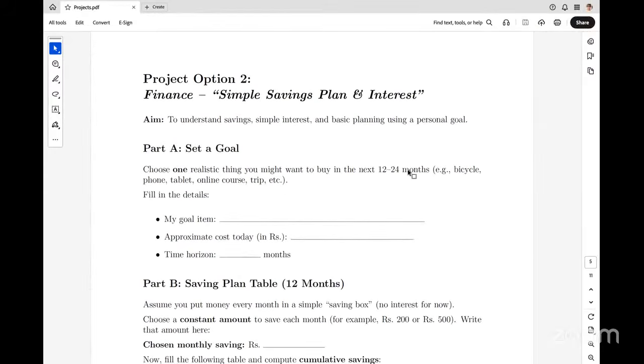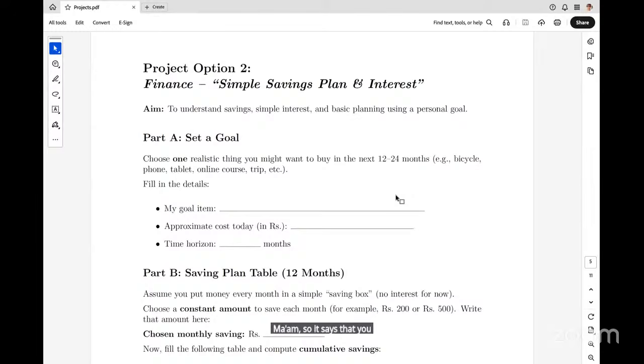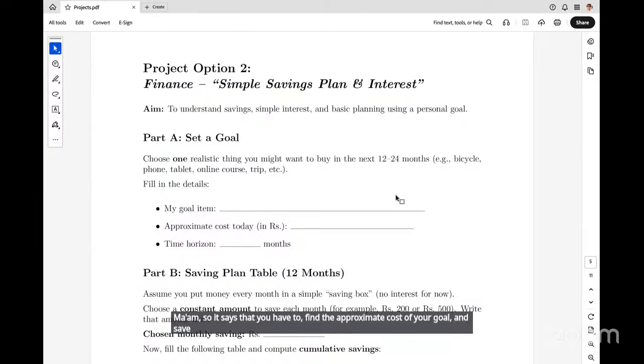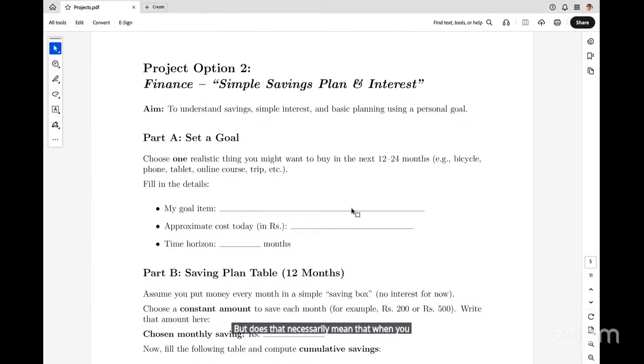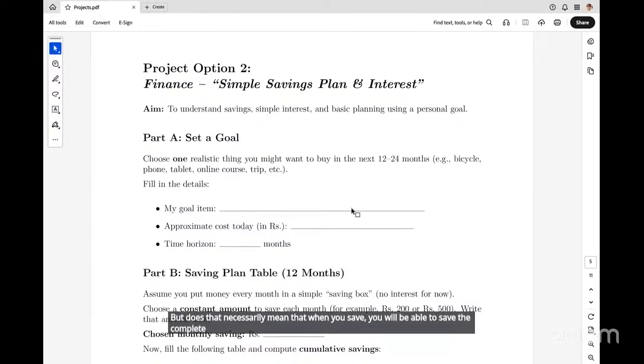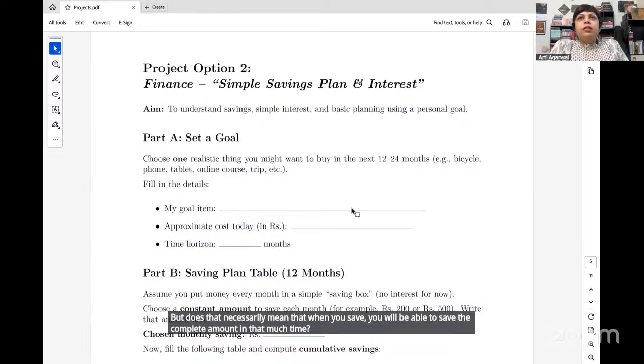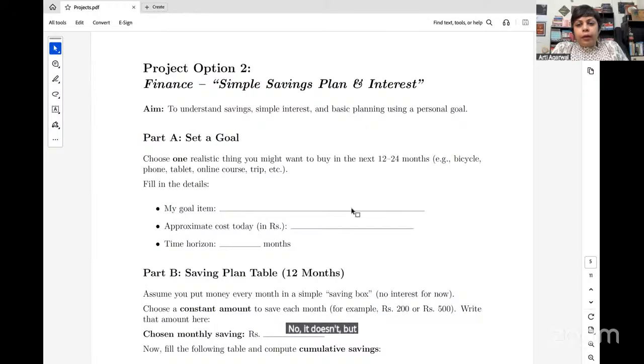Ma'am, it says that you have to find the approximate cost of your goal and save for that over a period of time, right? Yes. But does that necessarily mean that when you save, you will be able to save the complete amount in that much time? No, it doesn't. But that is why you're asked to think.